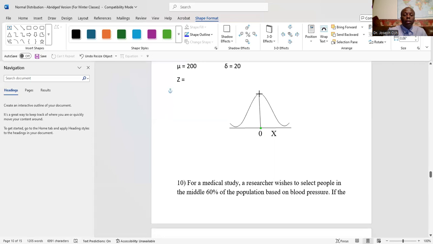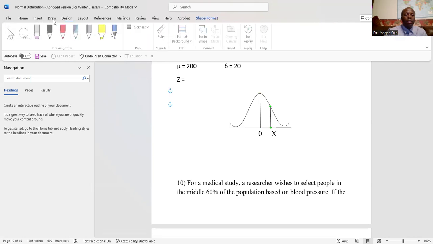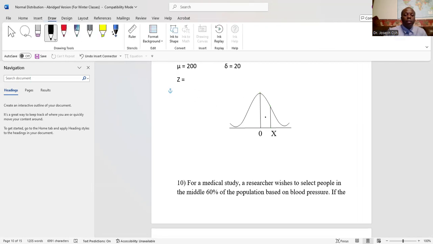Okay, and then we're going to have this one here, top 10%. This is where your score is going to be to be in the top 10%. Okay. Now that's what represents the top 10%. As you can see, it is at the right tail. I'll call it the top 10%.